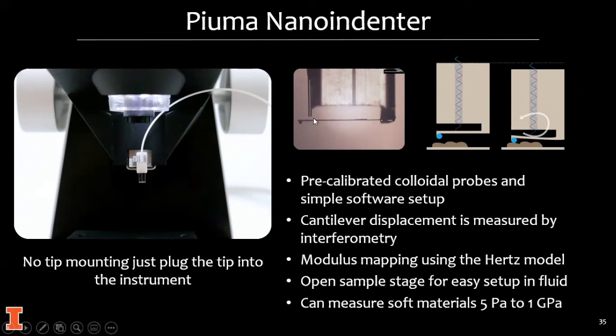It still uses a cantilever and a colloidal probe. The main difference is that it's measuring the displacement of the cantilever through interferometry. And so it's going to automatically fit the Hertz model to your data. And then it has an open stage, which is actually a benefit because now you can easily work in fluid. You can see the open stage here. You could put an entire petri dish with large samples under it. And so you're not limited to sample size anymore.